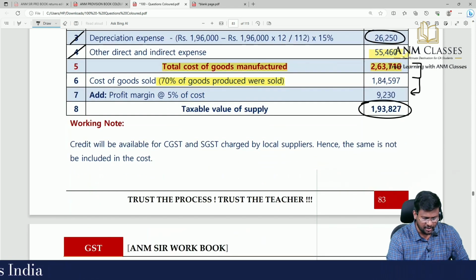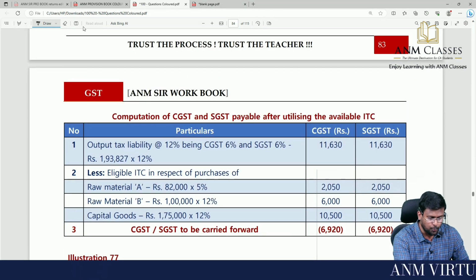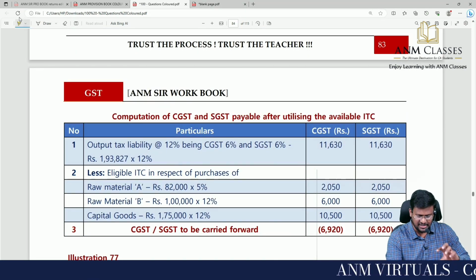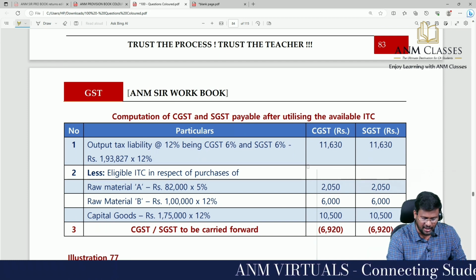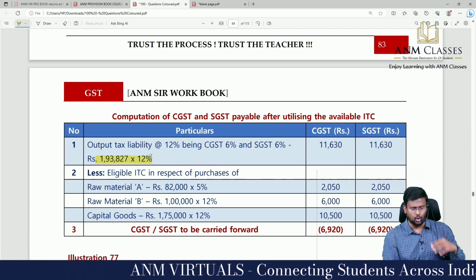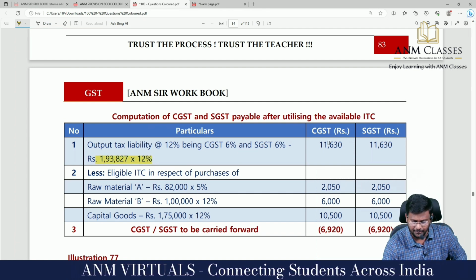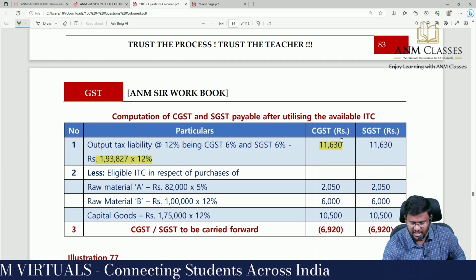Now, sir, we have to calculate the net GST. Output tax collected: since it is an intra-state supply, CGST and SGST would have been collected. 1,93,827 into 12%, CGST collected is 23,000 divided by 2, so CGST and SGST are each 11,000.